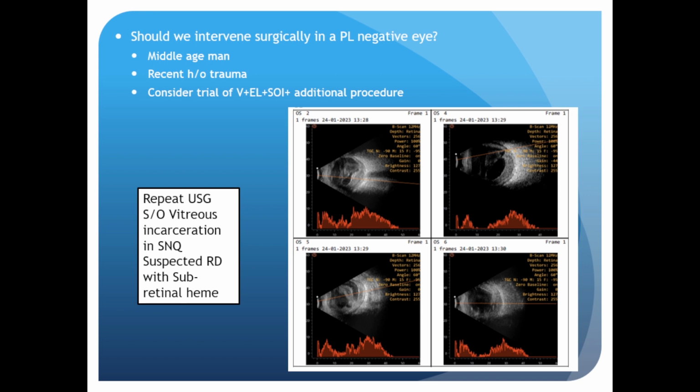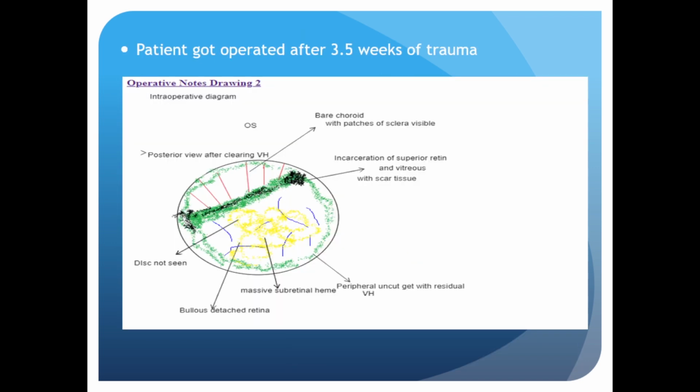We also repeated the USG. Now in this USG we picked up the incarceration of the retina in the SNQ quadrant along with the subretinal heme. So the patient got operated after 3.5 weeks of trauma. We kept our option open for a belt buckle also in this patient. We did the peritomy 360-degree with relieving incision at 3 and 9.